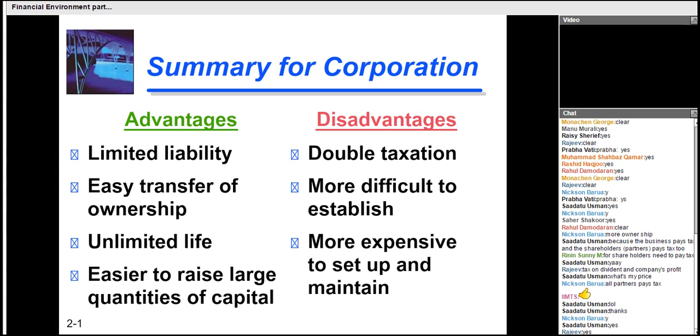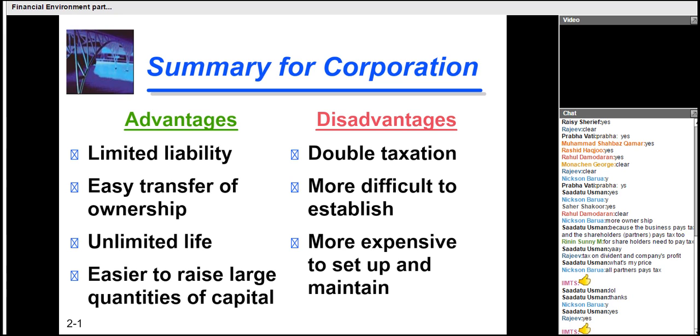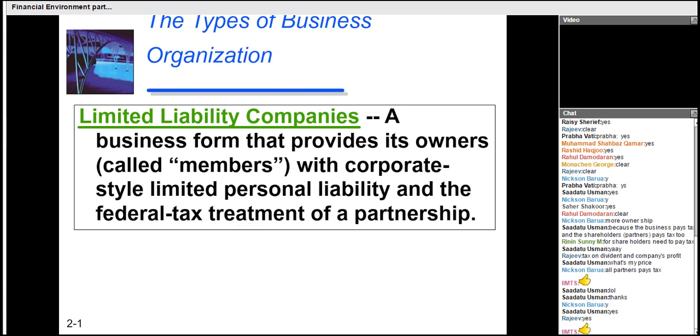Tax on dividend and company's profit. Rajiv is also giving the right answer. That's good. Here you go, this is for you. Now let's go to the next one.